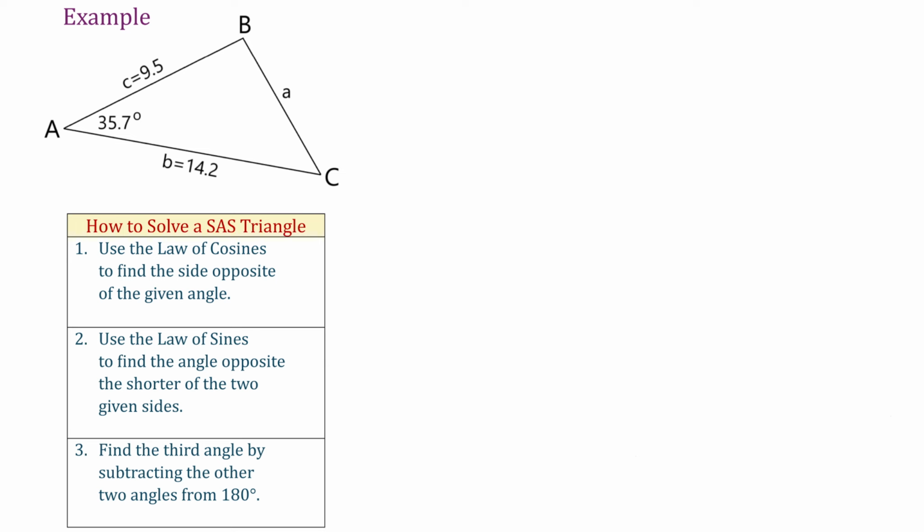So this is a side-angle-side triangle because we are given two sides and the included angle. Then in the first step, we will use the law of cosines to find side A because this is the side opposite of the given angle. Now here we have the law of cosines, and if we take the square root on both sides, then we get A equals square root of b squared plus c squared minus 2bc cosine of angle A.